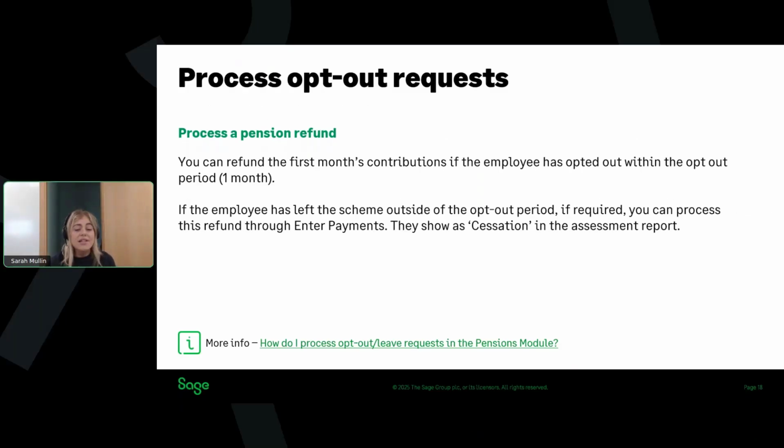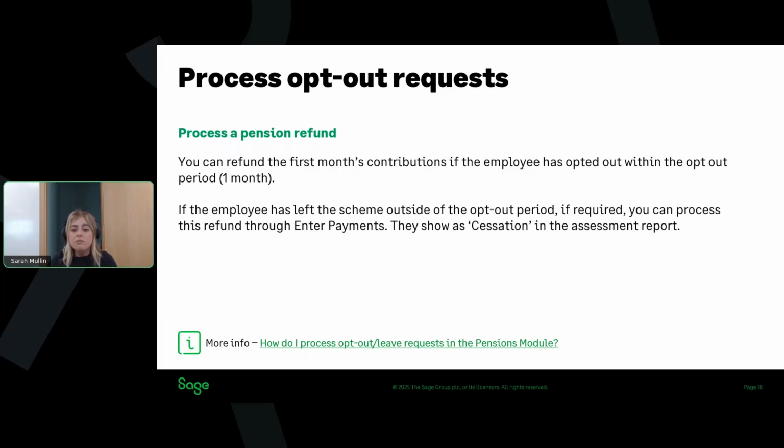So we've run our pension assessment for December. We've then gone through and made some required changes. So we've looked at an opt-in, we've looked at an opt-out and a postponement as well. So we postponed employee 15, we opted in employee 8, and then we did an opt-out for employee 14.